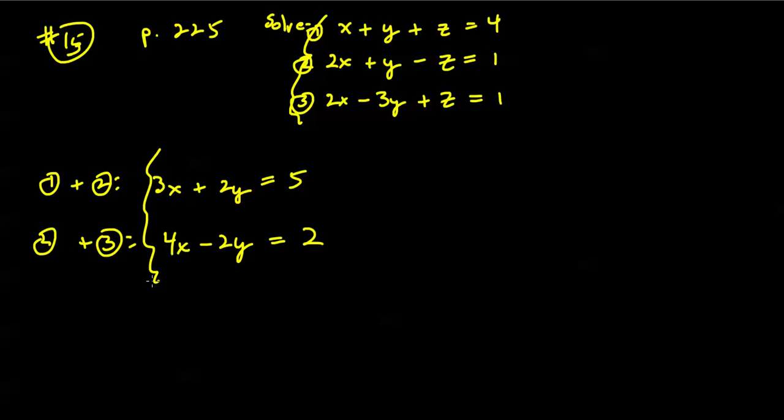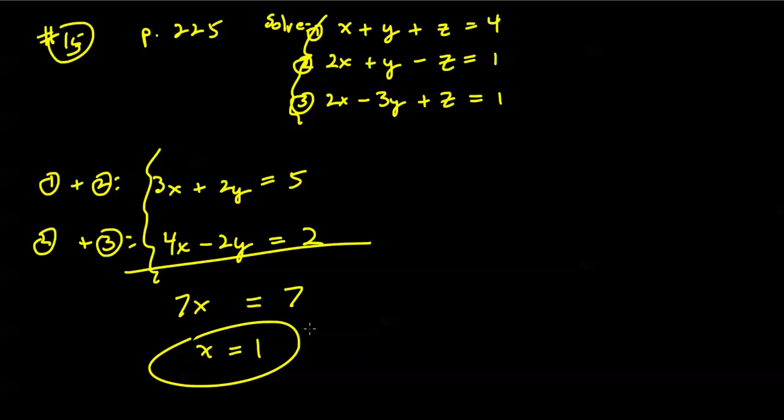Well, this looks convenient because I see the y coefficients are opposites in this system, so I can go ahead and add these right away. 7x, the y's cancel, that's nice. So 7x equals 7, or x equals positive 1.